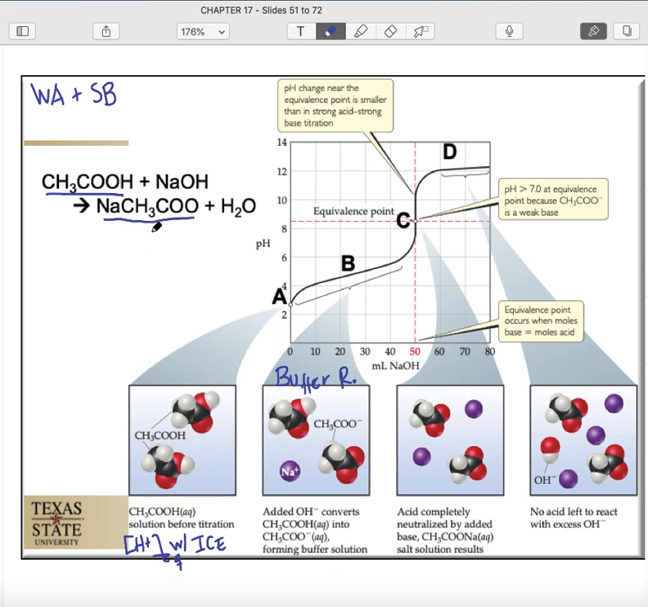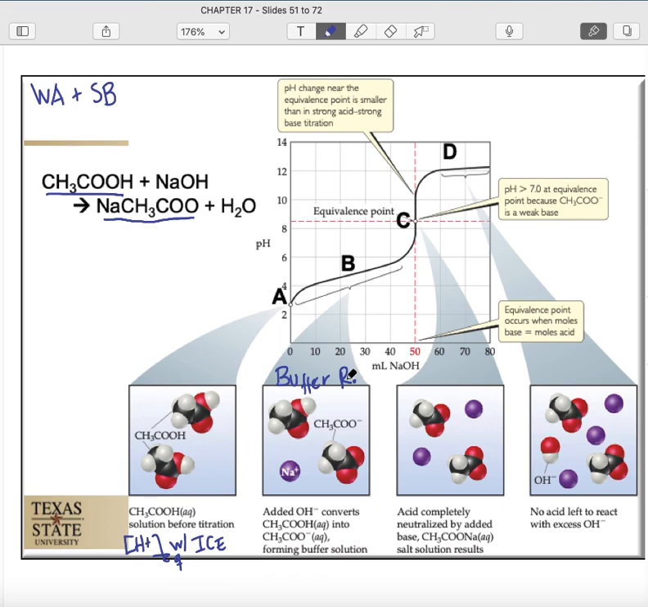And that right there is exactly the two things that you need in order to make a buffer. So this is the reason why this is known as the buffer region. Again, because basically what you have is the weak acid that is left over or that is present in excess, and you have now the conjugate base of that acid in the form of a salt as a product. And so the interaction between these two is going to lead to a buffer behavior.